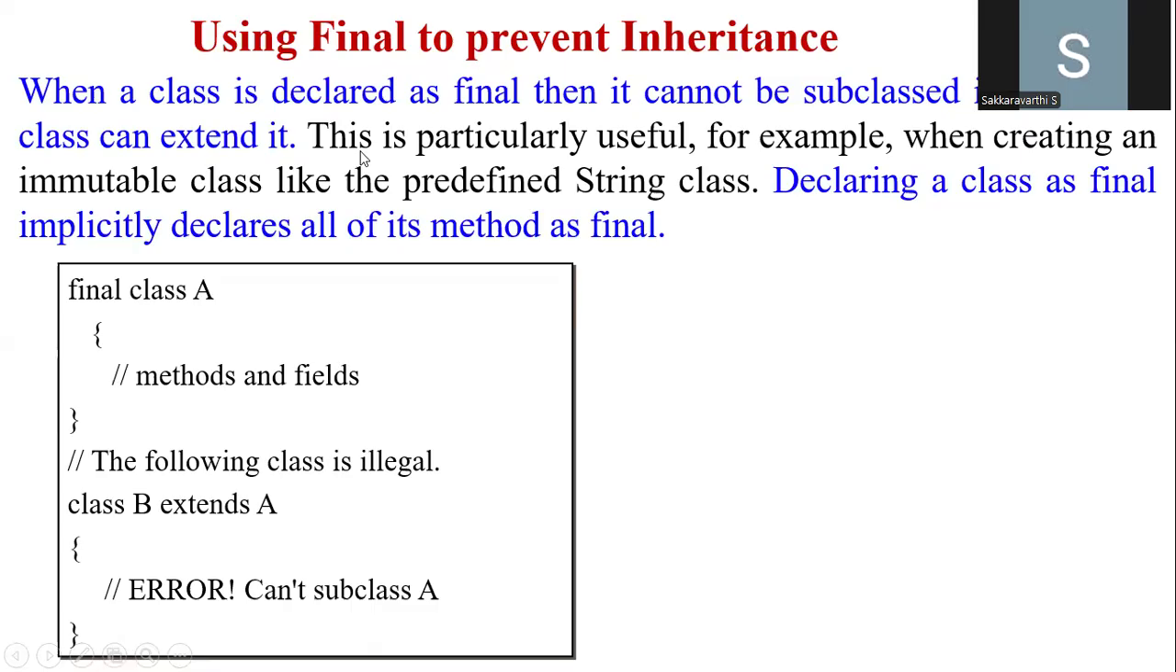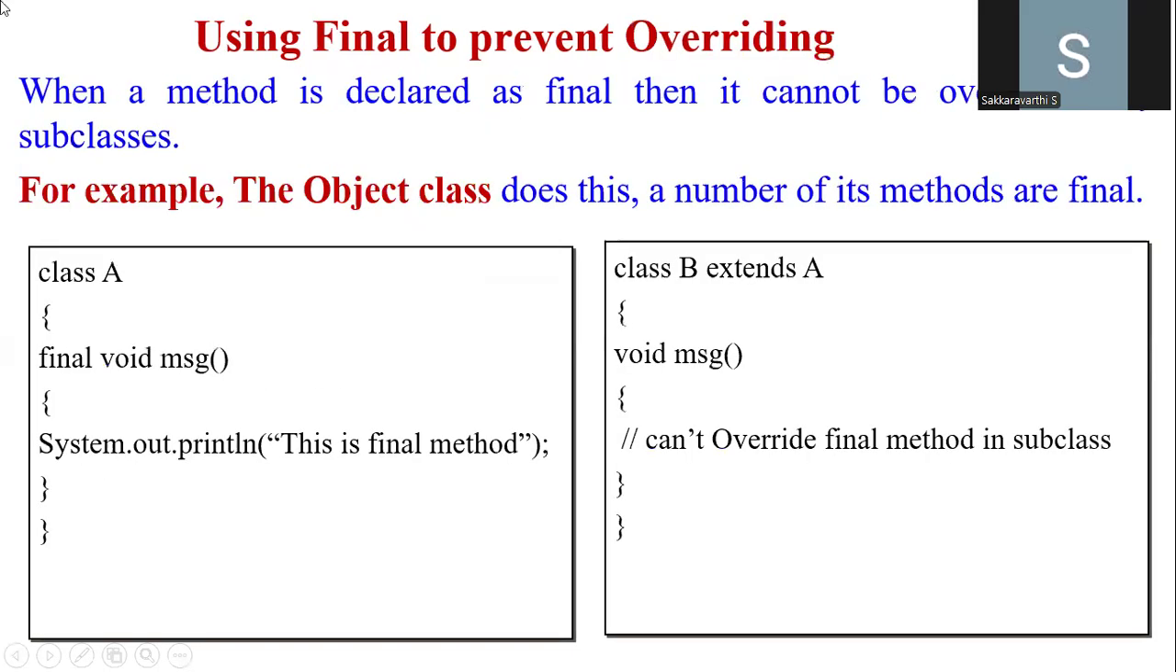For example, when creating an immutable class like the predefined String class, this is the best example for a final class. Declaring a class as final implicitly declares all of its methods as final also. So the methods contained in the final class are also final methods. And using the final keyword, we can prevent overriding, so the method cannot be overridden.